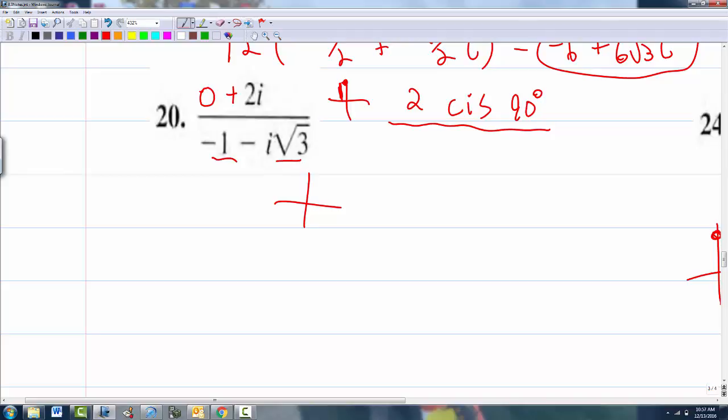1, negative 1, negative root 3. Negative 1, negative root 3. That should be enough. What is r? 2. What is this angle measure? 60. So what does that mean it is in standard form? 240. The 60 in quadrant 3. 180 plus 60.